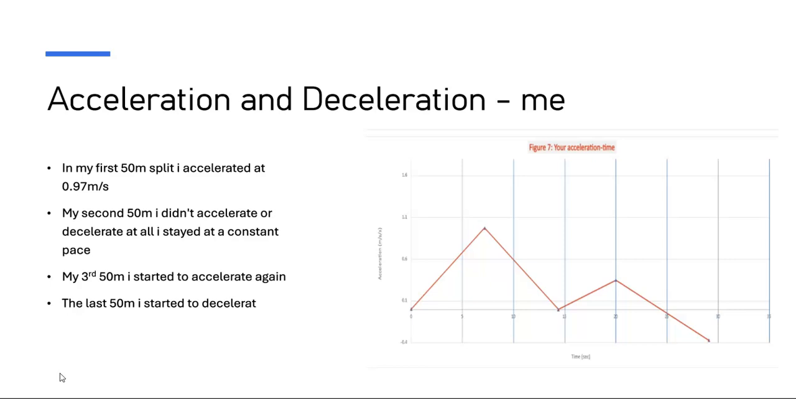In my third 50 meters, I started to accelerate again. This is because I tried to speed up and put maximum effort into the last 100 meters. In the last 50 meters, I started to decelerate because of fatigue. Overall, the results between all three athletes were fairly similar, as we all had our biggest acceleration at the start when we were trying to reach our max velocity.